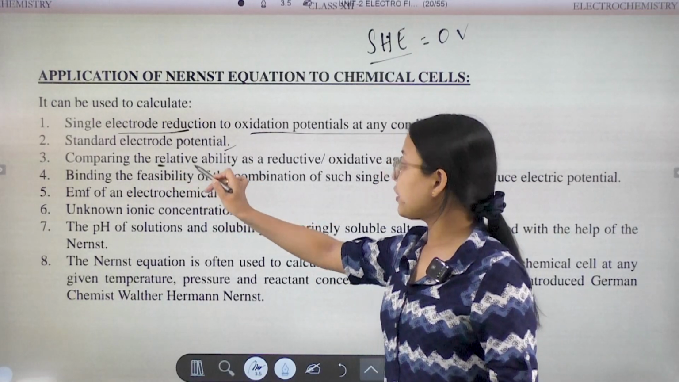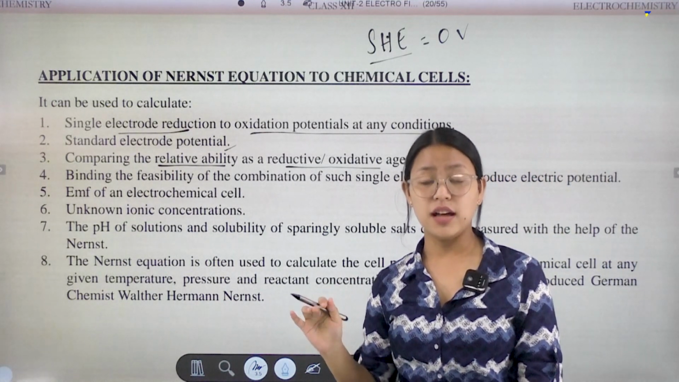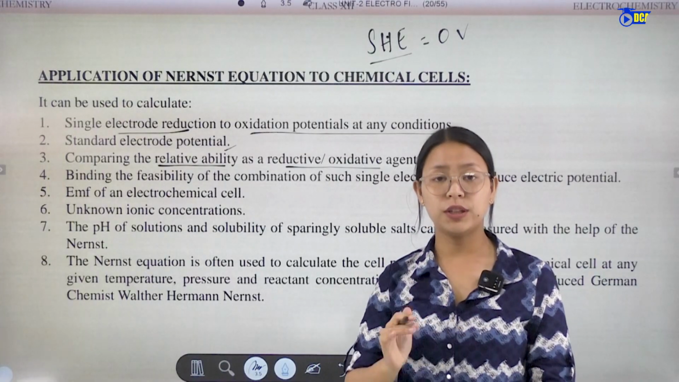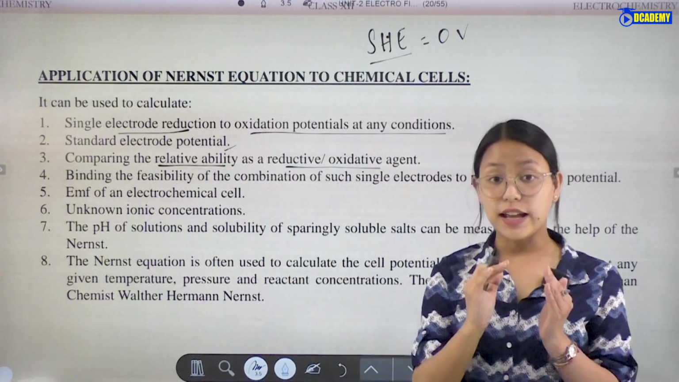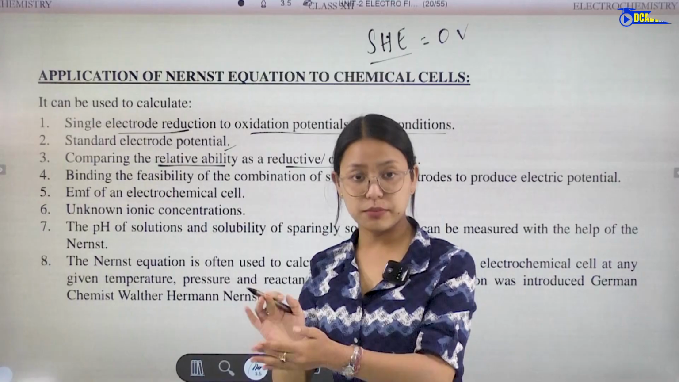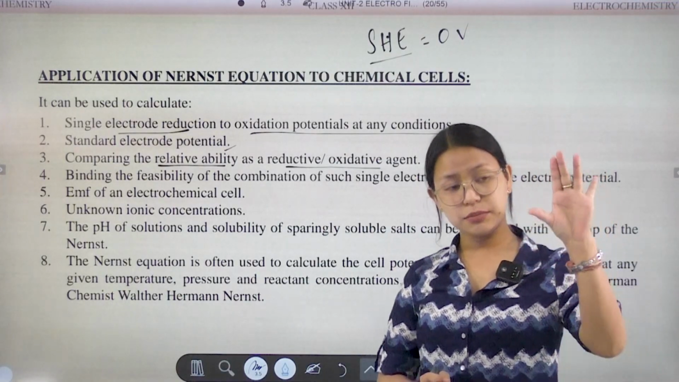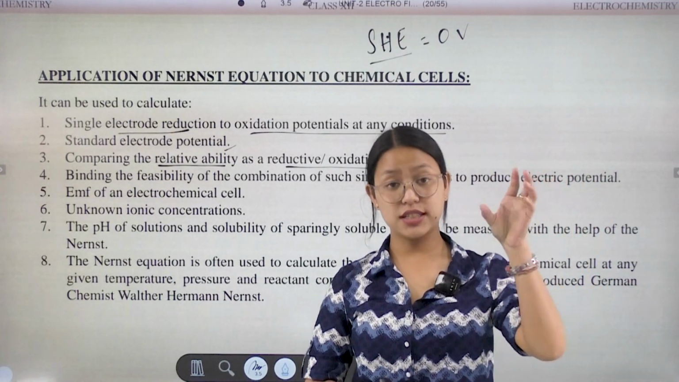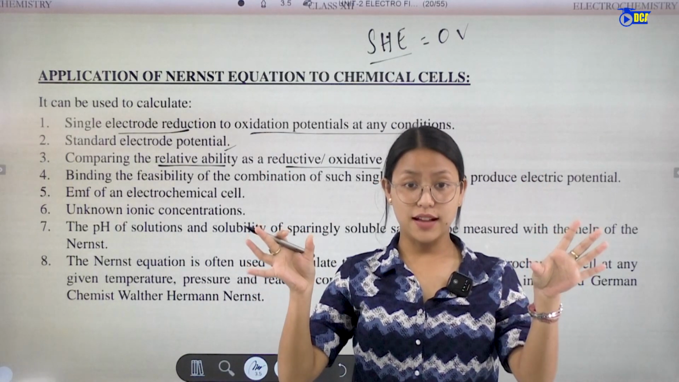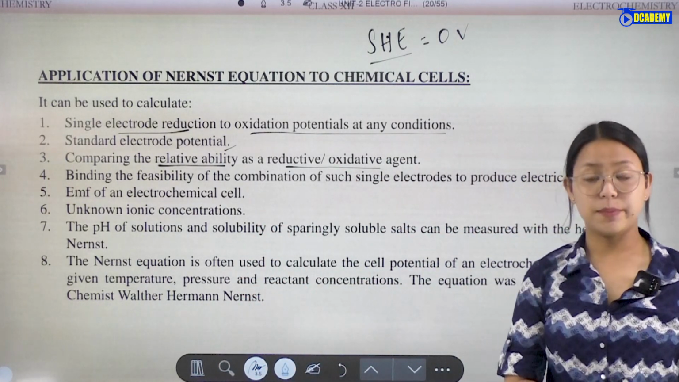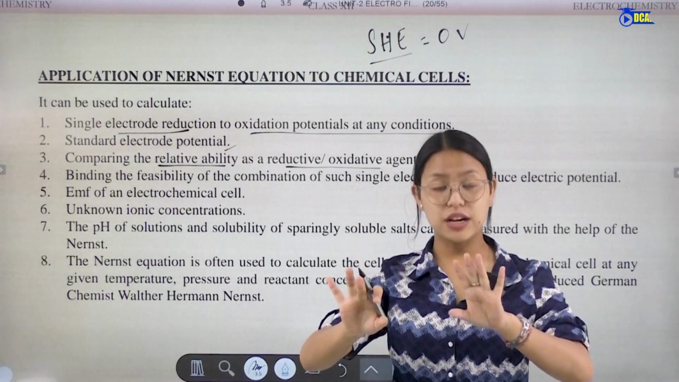Then comparing the relative ability as a reductive or oxidative agent. With the standard hydrogen electrode, we can tell which electrode has a greater tendency for reduction or oxidation, and the relative ability of the cells. So we compare the reduction cell and the oxidation cell, and decide which is stronger by comparing them. That's the thing.